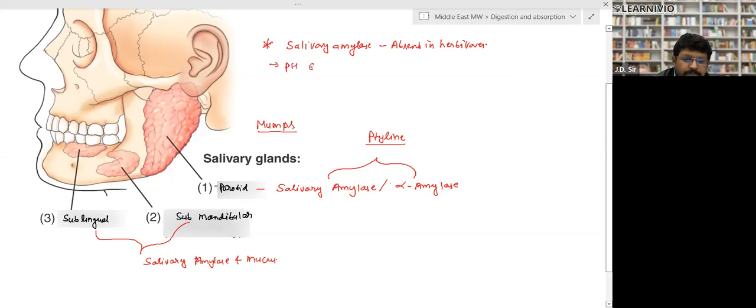Saliva has a pH of 6.8. Full stop. 1000 to 1500 ml of saliva is secreted every day.